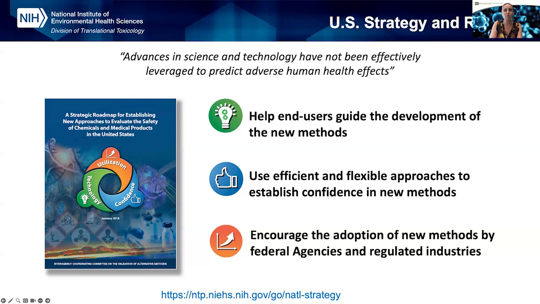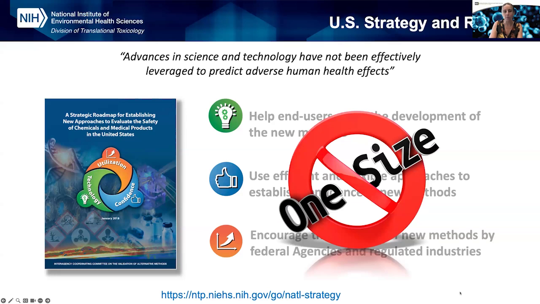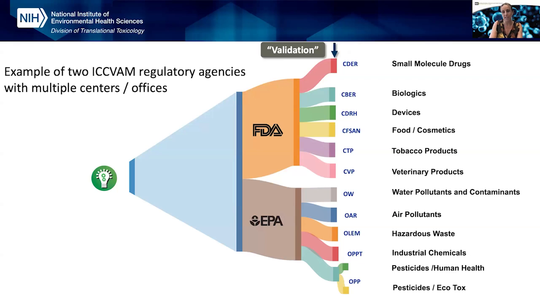But as we were developing this roadmap, it became very clear to us that there was really no such thing as a one-size-fits-all approach to this process. And here's an example of just 2 out of the 18 federal agencies that belong to ICFAM. Admittedly, the 2 sort of big regulatory players in this space, FDA and EPA. But there's no such thing as validating a method for FDA or for EPA, because within each of these organizations, you have different centers and different offices that deal with everything from drugs to food additives to personal care product ingredients to industrial chemicals to pesticides, et cetera.